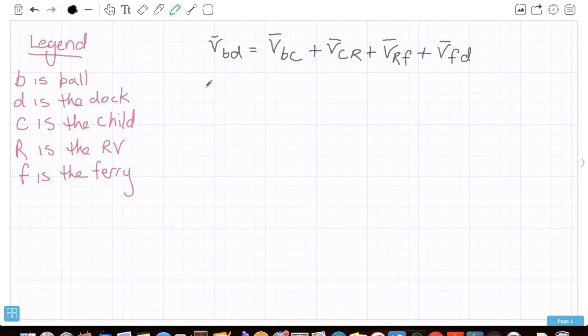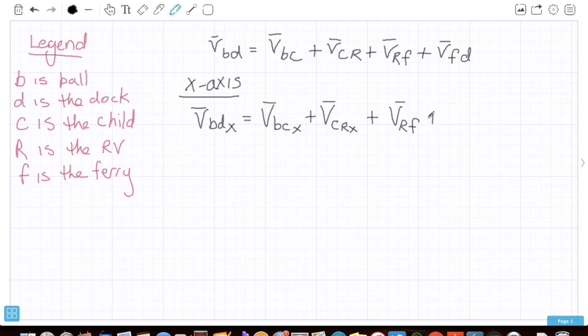So let's start off with our x-axis. I'm just going to rewrite this, but put another subscript here, to signify that this is for the x component of the vectors, the component that's going in the east or west direction. If you read the question again, the only vector that has an east-west component is the first one, the ball with respect to the child. And if you recall from how to break up a vector into its components, this is the horizontal component of that vector.